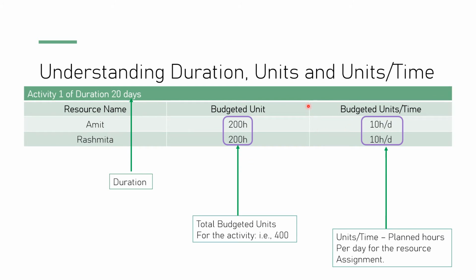Understanding duration, units and units per time. Suppose we have an activity that is 20 days. Two resources are working on it, Amit and Rashmita. The budgeted hours is 200 and the budgeted units per time is 10 hours per day. So this becomes the duration. The total budgeted units for this activity is 200 and 200, so it becomes 400. The units per time is the planned hours per day for the resource assignment. So the resources will be working 10 hours per day.